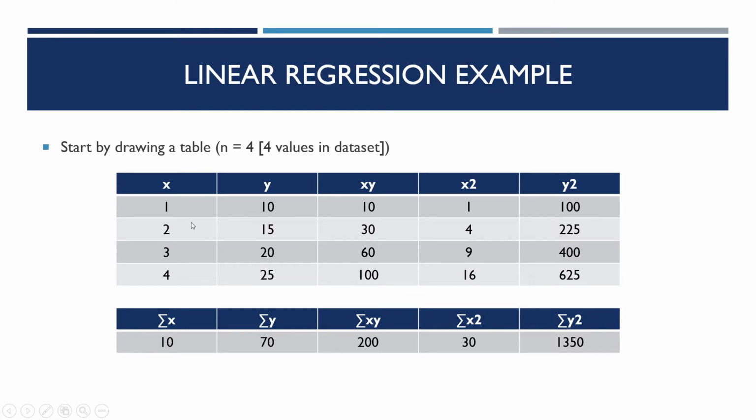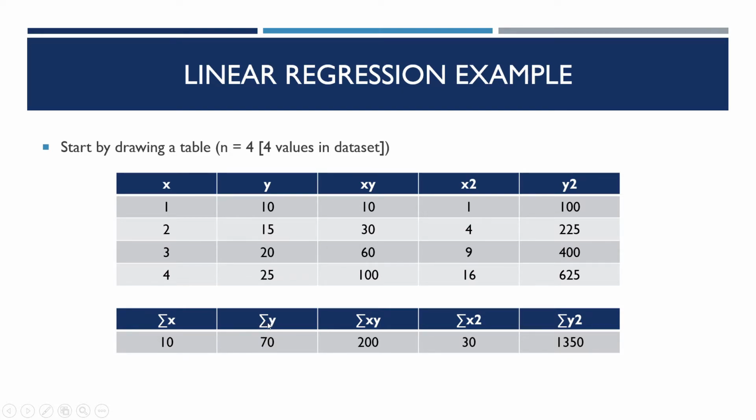Simply meaning the sum of this column in the data set: the sum of x, the sum of x squared, and the sum of y squared. That's all we're doing. We're adding these data sets up. So the sum of x is literally 4 and 3 and 2 and 1, which is 10. The sum of y is 25 and 20 and 15 and 10, which is 70.